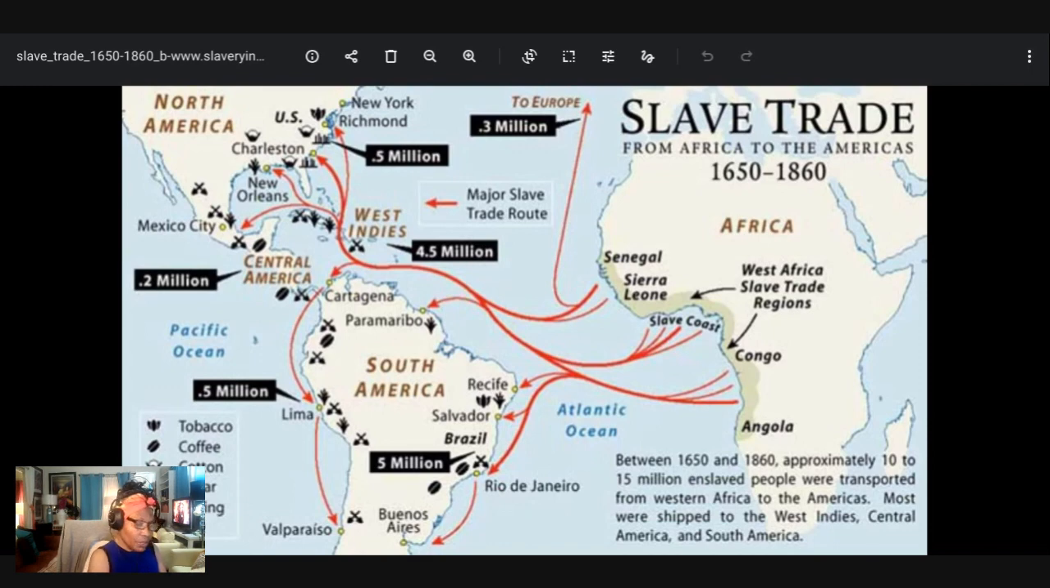144,000 Negroes. You all see that number, 144,000. Isn't that weird? 144,000 Negroes.